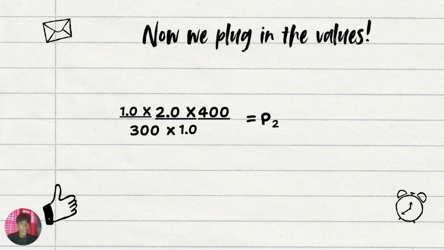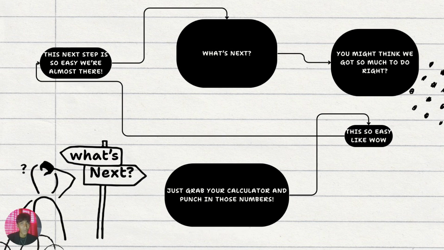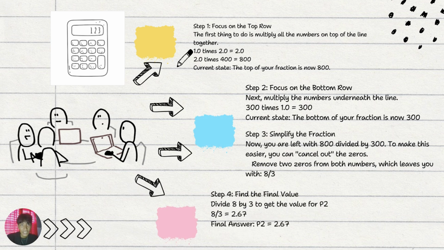You might be wondering, what's next? This next step might seem complicated, but it's actually super easy. Just take out your calculator and do the following. Step 1, we focus on the top row. The first thing to do is multiply all the numbers on top of the line together. 1.0 times 2.0 equals 2.0, and then 2.0 times 400 equals 800. That's the numerator. So our current numerator is 800.